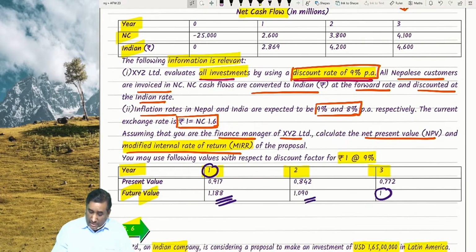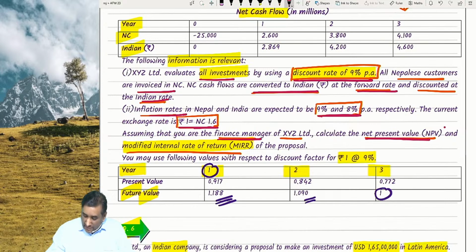All Nepali customers are invoiced in Nepali currency. Forward rate using discount rate, inflation rate in Nepal 9 and 8, Nepali currency, assuming the finance manager, NPV, and that question ended here, full stop. Actually I should have taken this rather than that question so that both could have been done. And modified IRR.